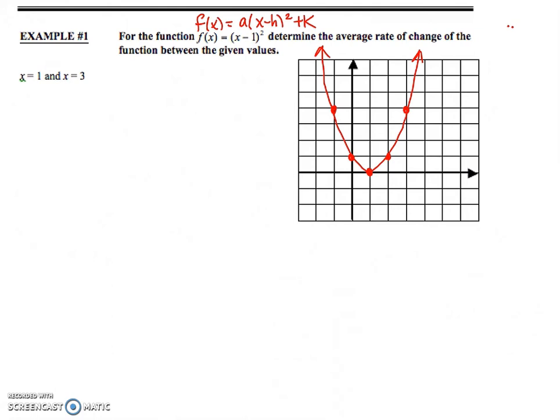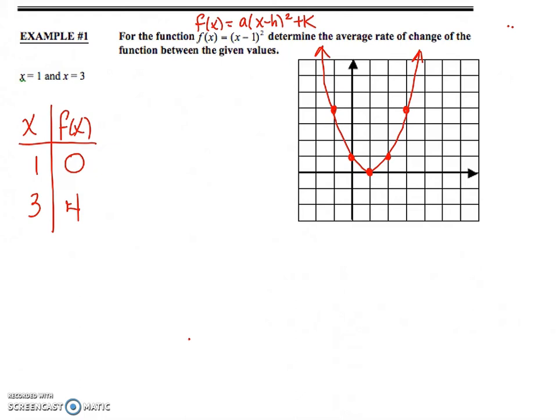Certainly another way that you could do this, because really in order to find our average rate of change here, we just need to know the values of the function when x is 1 and when x is 3. So another way that we could do this is we could just make a little table of x and f of x values, and we could plug in x equals 1 and we could plug in x equals 3. When we plug them into our function, 1 minus 1 is 0 and 0 squared is 0. So f of 1 would be 0. And then when x is 3, 3 minus 1 is 2 and 2 squared is 4.